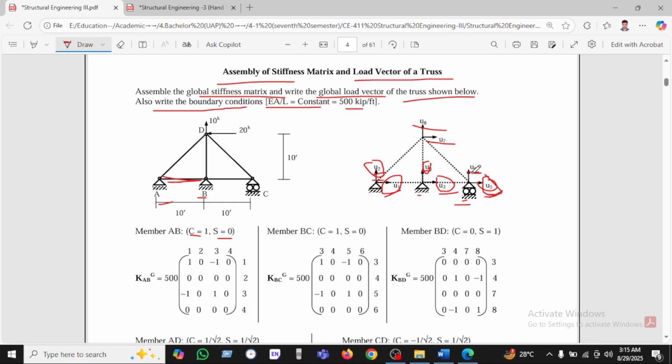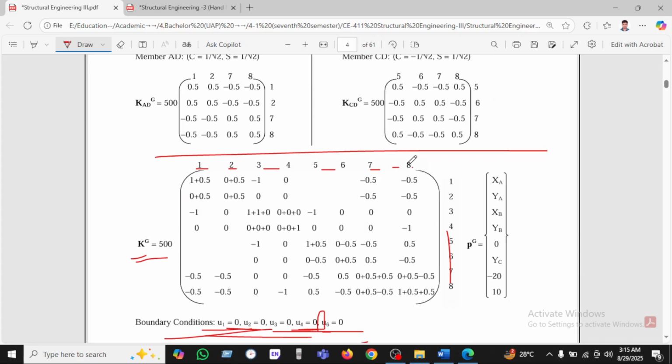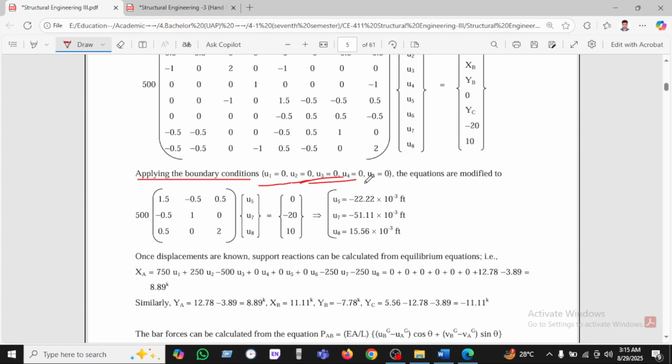U6 is 0, but U5 is not 0, because U6 is vertical and there will be no deflection. But we can see this is the roller support, so it will be deflected, going left to right or right to left. That's why U5 is not 0. But U7 and U8 are also 0. So that's why we've been using this equation. After applying all the equations, we will find out.